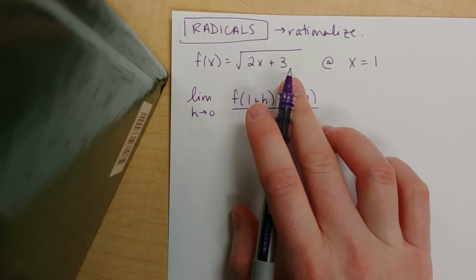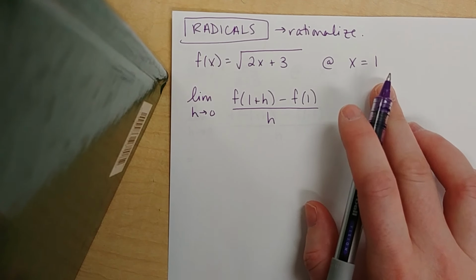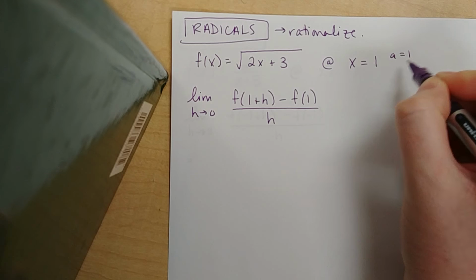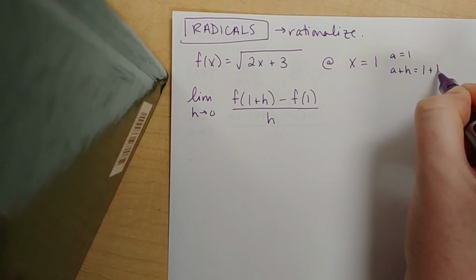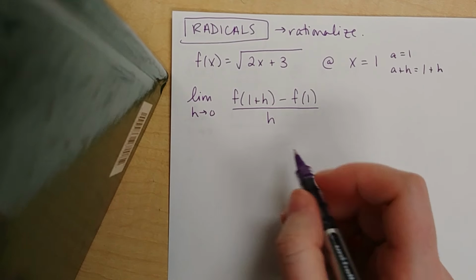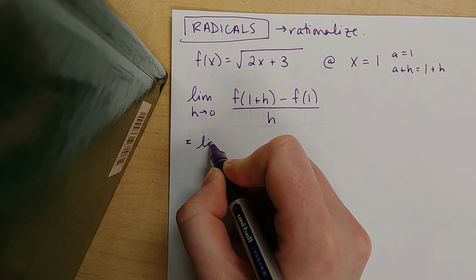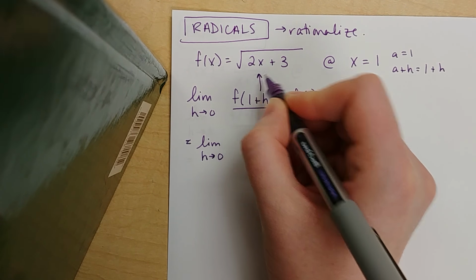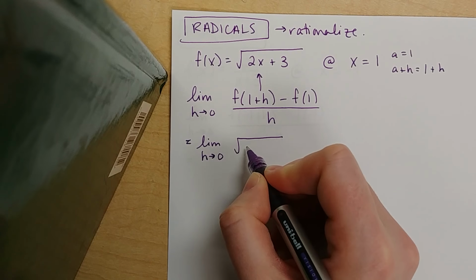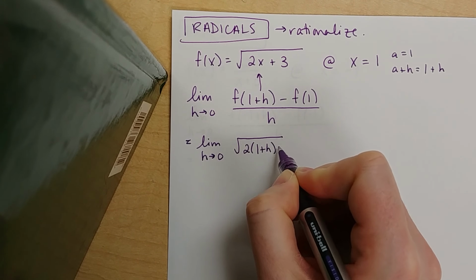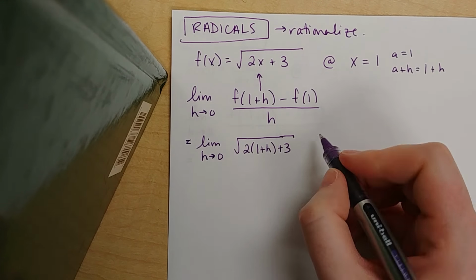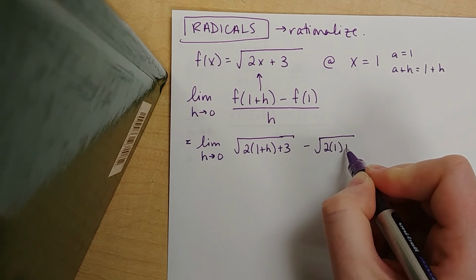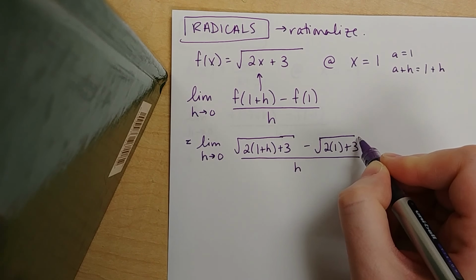So I came up with this function here. Now I'm looking for the slope of the tangent when x is 1. And so we set up our difference quotient using an a value of 1, which makes a plus h 1 plus h. So our first job again is to set this up so that these actually become y values, which means I have to take 1 plus h and plug it into the function where we see x. So this becomes the square root of 2 times 1 plus h plus 3. And then we do it again with the x value of 1. We plug it in 2 times 1 plus 3 all over h.